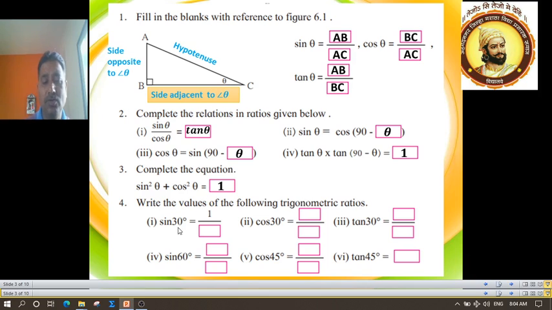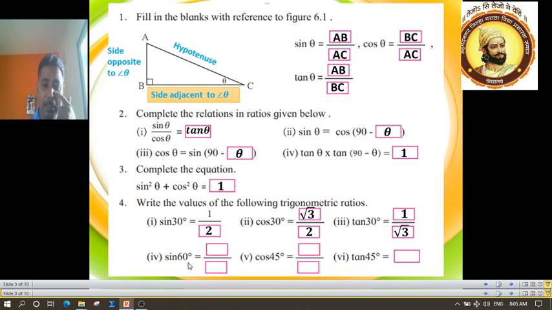Now we know that we have studied the values of some trigonometric ratios for some special angles, that is 30 degree, 45 degree, 60 degree. So sin 30 degree is equal to 1 half, so 1 upon 2. Cos 30 degree is equal to root 3 upon 2. Tan 30 degree is equal to sine upon cos, that means 1 upon root 3.